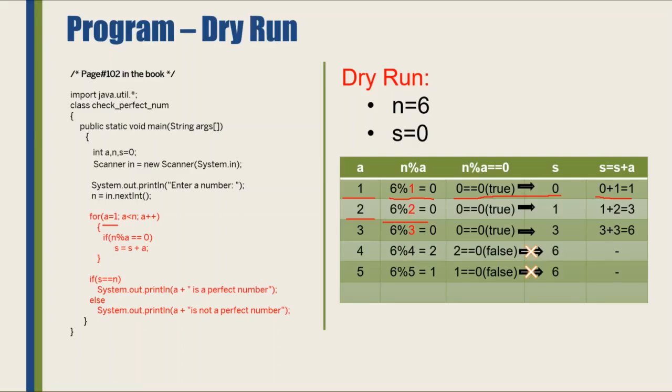To summarize, there are three factors of 6, which are 1, 2, and 3. If you add them, then we get 6, which is 1 plus 2 plus 3, which is equal to the number itself, and hence 6 is a perfect number.